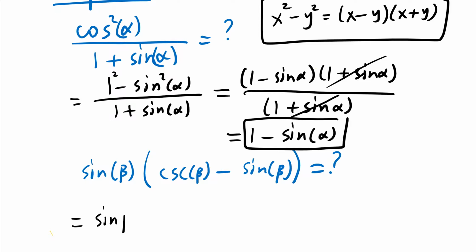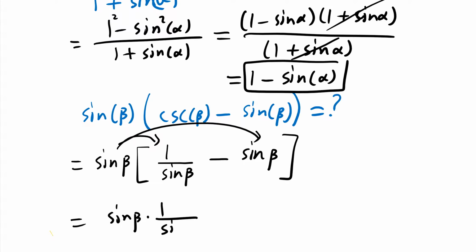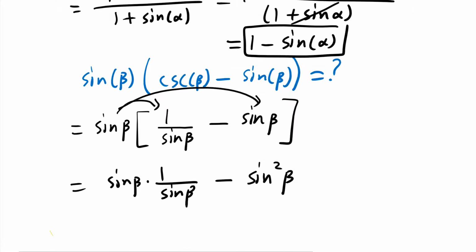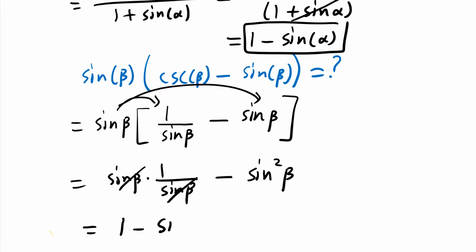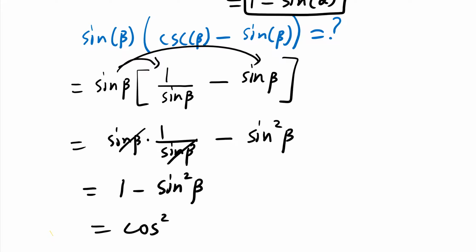This stays the same. Cosecant beta, I convert into sine and cosine. That's 1 over sine beta. And this stays the same. Now we distribute this times this and this times this. So sine beta times 1 over sine beta. Sine beta times sine beta, sine squared. These cancel out. So you get 1 minus sine squared beta. What's 1 minus sine squared beta is cosine squared beta. So it's important to know that thing that I told you about.